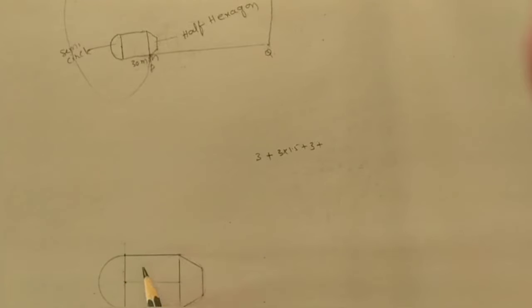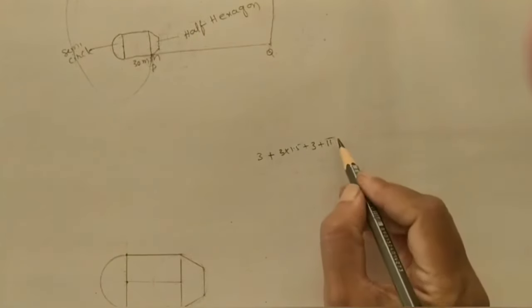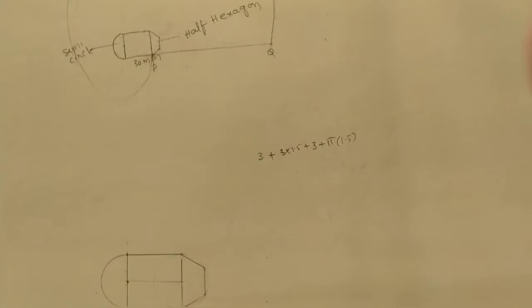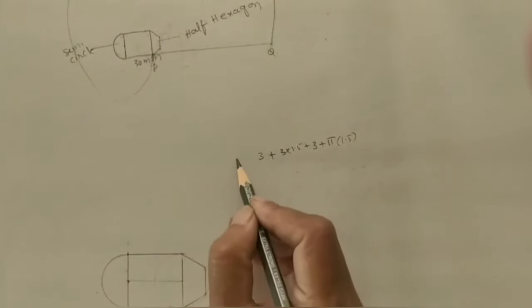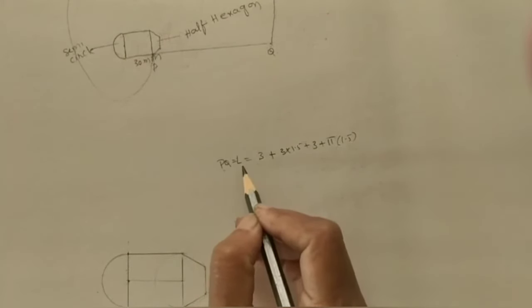For the total circle, circumference is 2 pi r. For this half circle it is pi r. So pi into r, where r means the radius. How much is it? Half of 3 centimeter, so 1.5. So pi into 1.5. This is the entire length of this given disc. This length is equal to the string length also. Let us call the string length L, our PQ length. PQ is the string, so it is the length of the string.